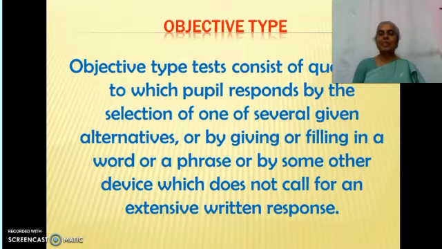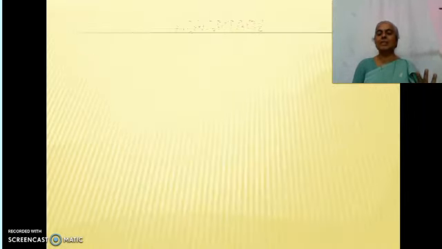The third type is the objective type question test. Objective type test is where either you choose, there will be 4 or 5 answers given, and you choose one answer from that, or a blank should be given and you have to fill up the blank, or you will be asked a 1 word question and a 1 word answer should be given. These are all objective type. Here, only the particular answer the student has to write.